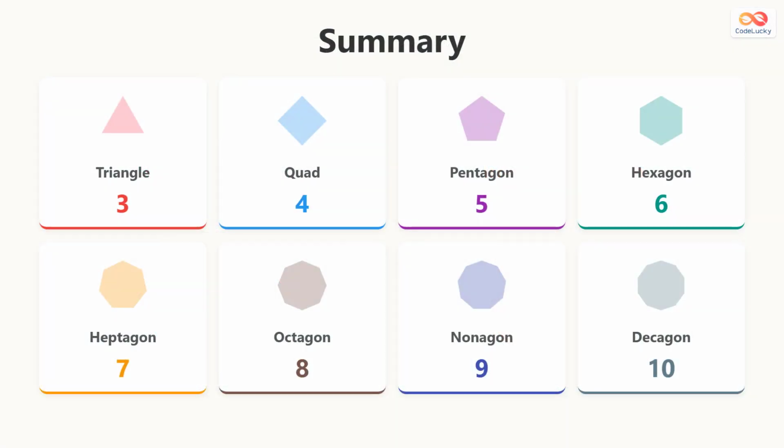Here is a quick summary of what we learned. We name polygons by counting their sides. 3 for triangle, 4 for quadrilateral, 5 for pentagon, 6 for hexagon, 7 for heptagon, 8 for octagon, 9 for nonagon, and 10 for decagon. Keep practicing counting sides.